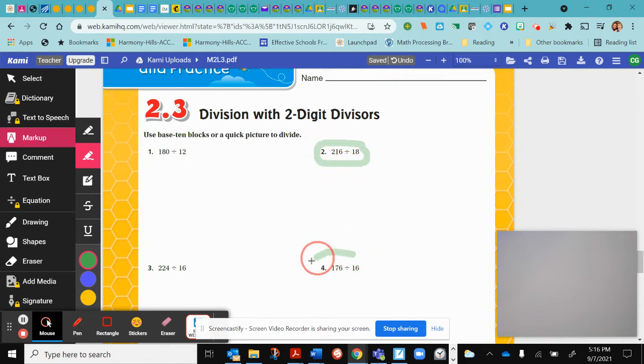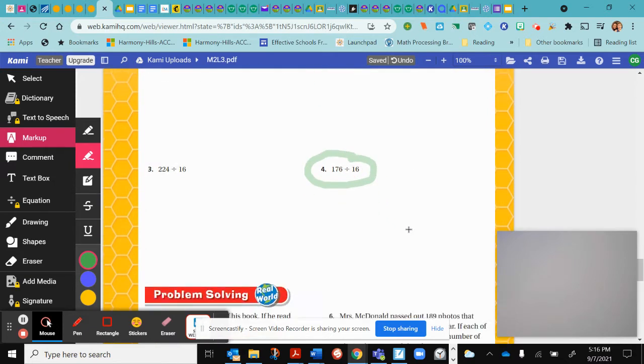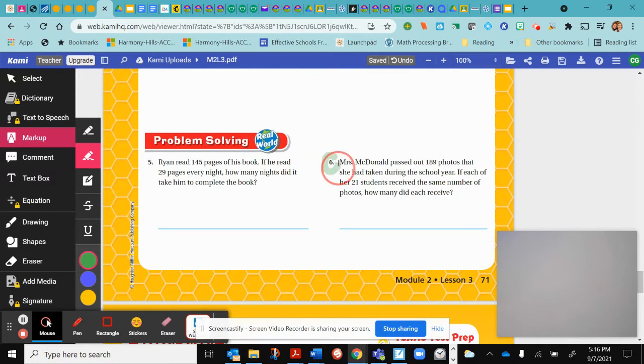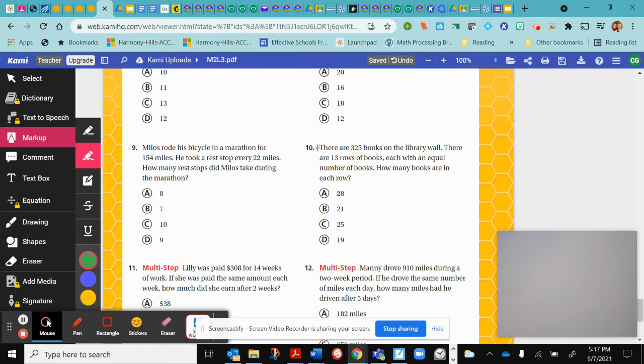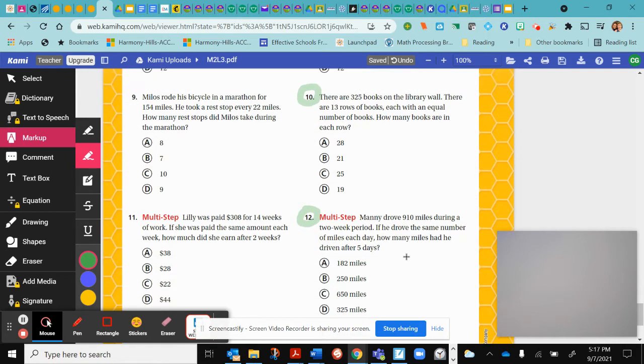We're going to do 4. And we're doing 6, 8, 10, and then attempt at 12 and see what you think. It's a multi-step problem and see if you can work it out.